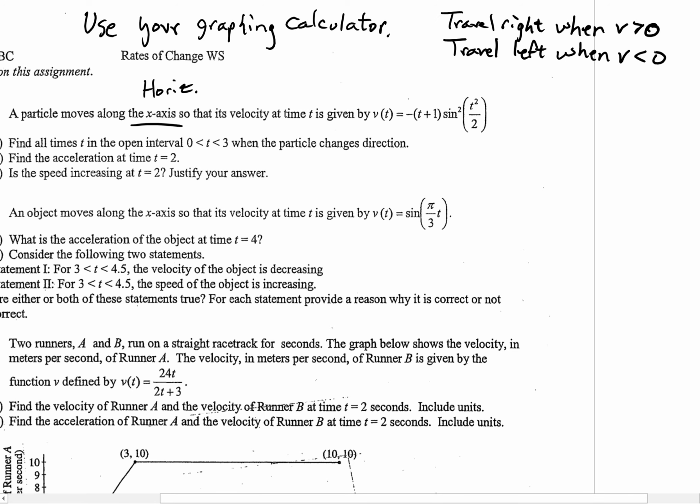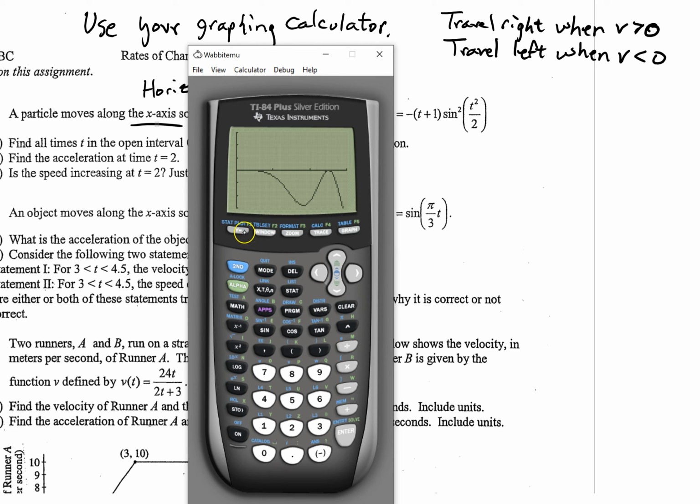So, what you could do by hand is set that equal to 0, find out every place where velocity could equal 0. You could even do a number line test and see when v changes from a positive to a negative and so forth. That's fine, except that the calculator can help you out so much more.